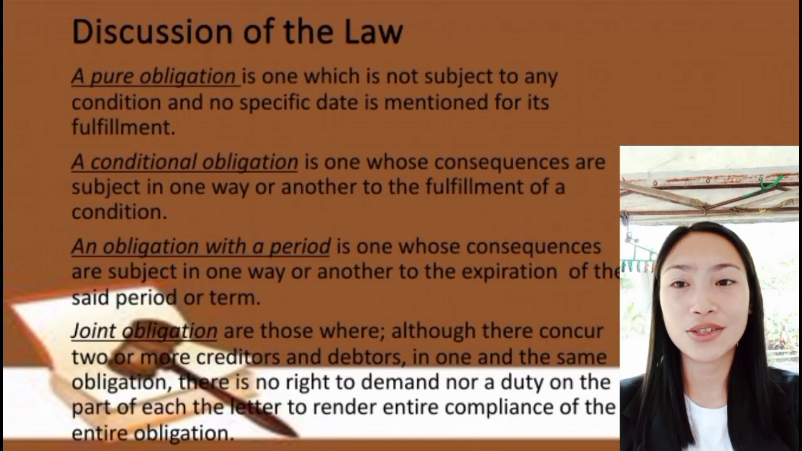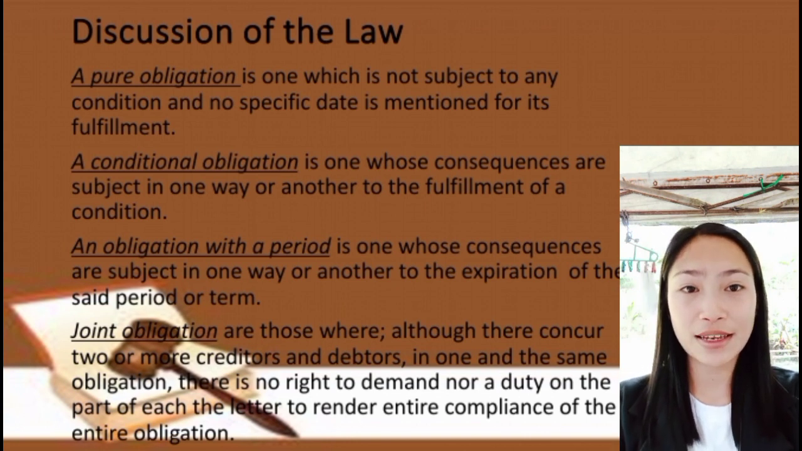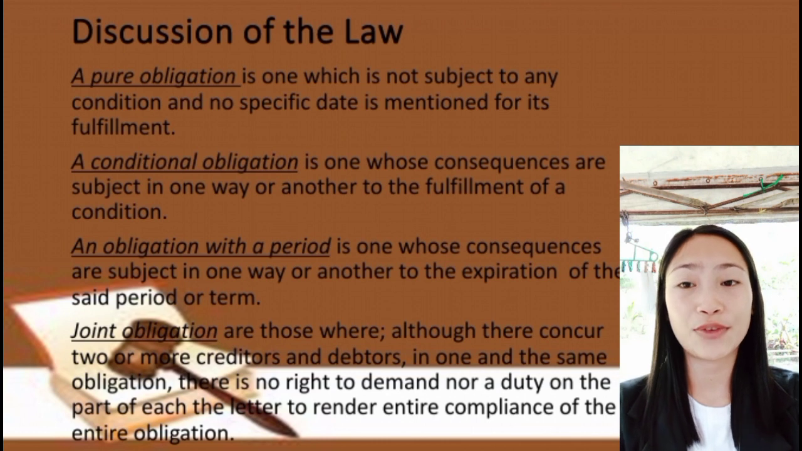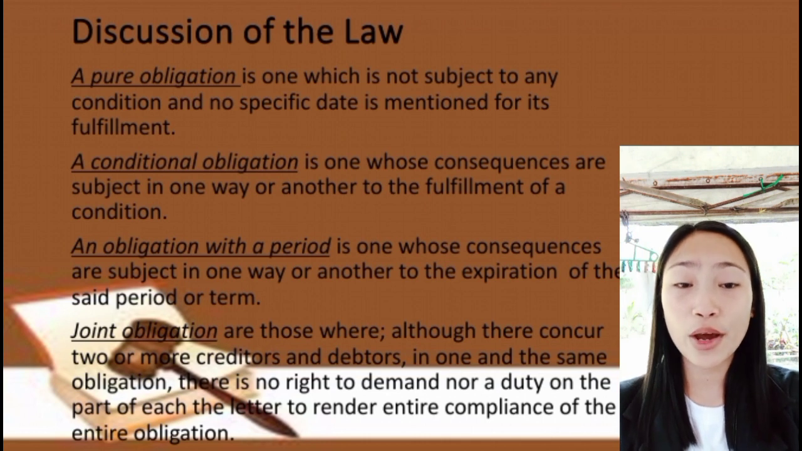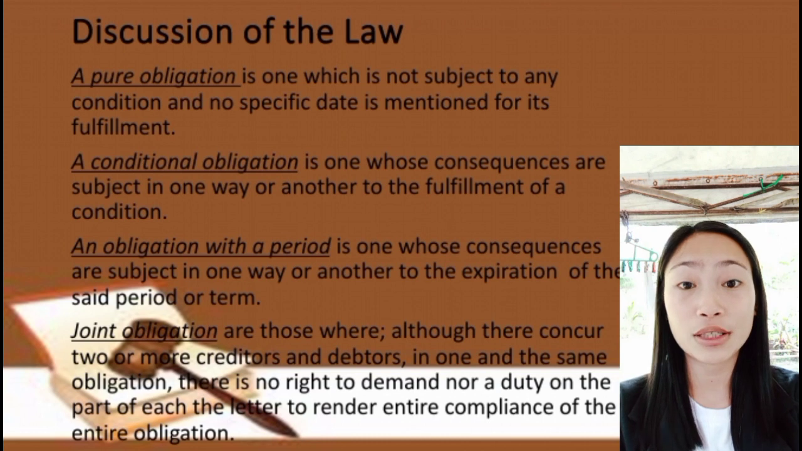Discussion of the law. A pure obligation is one which is not subject to any condition and no specific date is mentioned for its fulfillment. A conditional obligation is one whose consequences are subject in one way or another to the fulfillment of a condition. An obligation with a period is one whose consequences are subject in one way or another to the expiration of the said period or term.